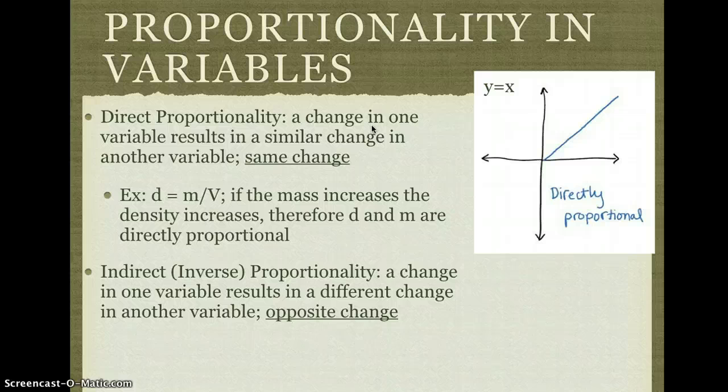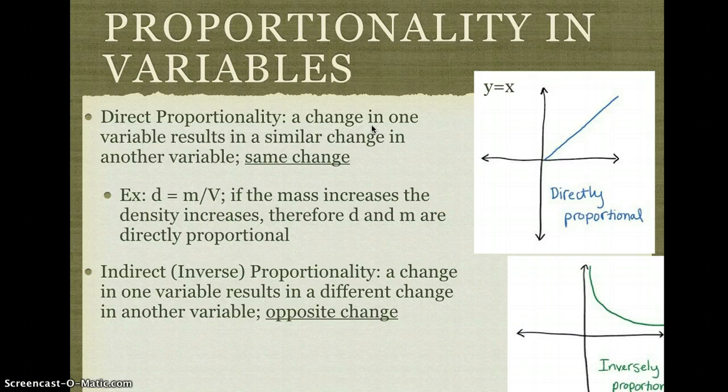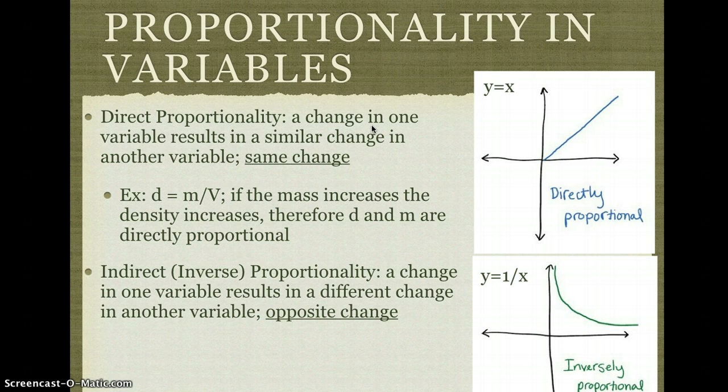Indirect proportionality, or sometimes called inversely proportional, variables will have opposite change. It's a change in one variable results in a different change in another variable. It's not saying they change in exactly the same amount, it's saying how they change is different. And so here we see a different equation, and notice the inverse of what y equals. In the top one, y equals x, and the bottom, y equals 1 over x. We've taken x and we've inverted it to where it was on the denominator instead of the numerator.